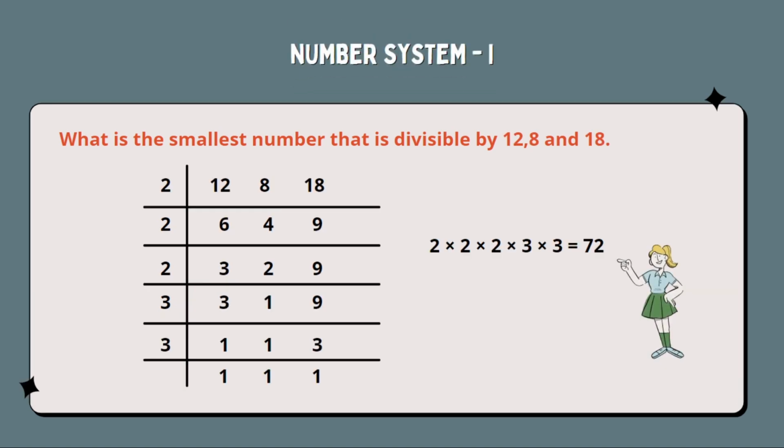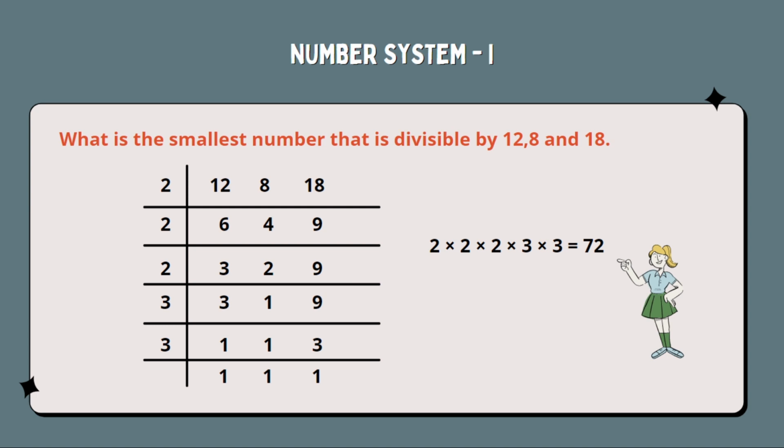Next is, what is the smallest number that is divisible by 12, 8 and 18? The numbers are not prime, so we will have to find the LCM again. So I am doing this, you can see by the traditional method, and I have tried this method. I have put 12, 8 and 18 on the right side, and then on the left side I have divided them by the smallest factors.